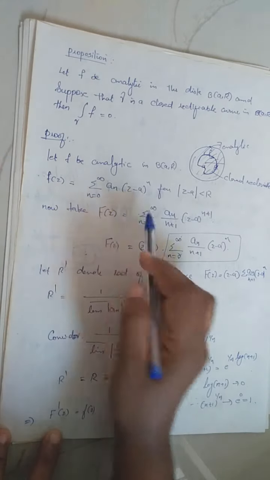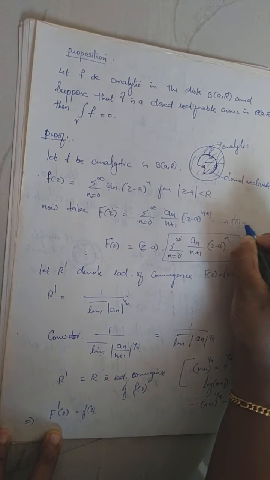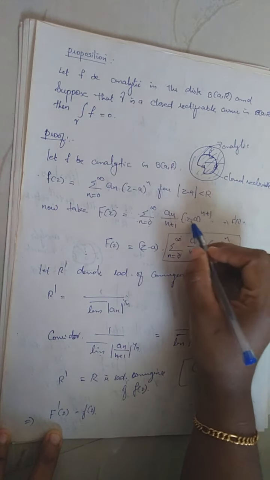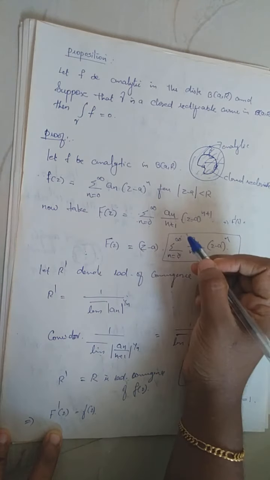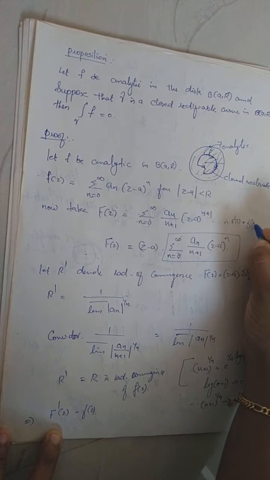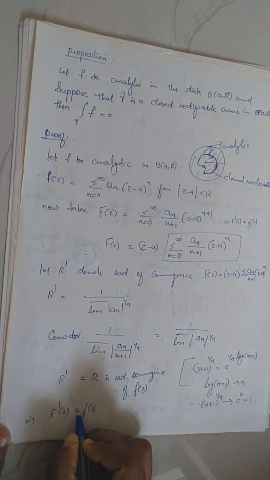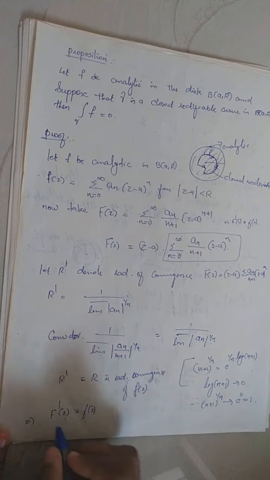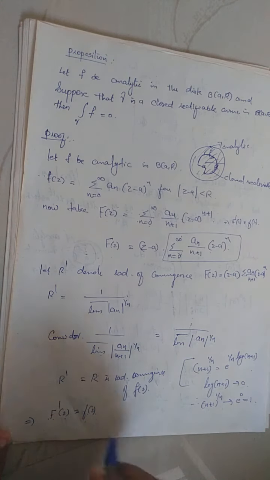What is capital F dash (z)? Capital F dash (z) is equal to, when you differentiate, (n plus 1) into (z minus a) raised to n, divided by n plus 1, that thing will be cancelled, so you get a_n (z minus a) raised to n. So we can see that this is equal to f(z). Which implies capital F dash (z) is equal to small f(z). That means the power series of F(z) is equivalent to the power series of F dash (z), which will be true only when the radii of convergence are the same.